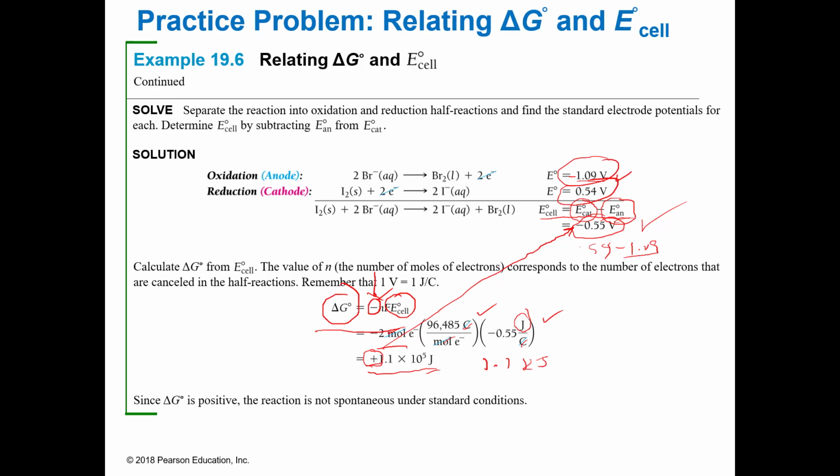And another thing that's important here, it is not spontaneous under standard conditions. Since we're solving for delta G naught, remember that's standard conditions.